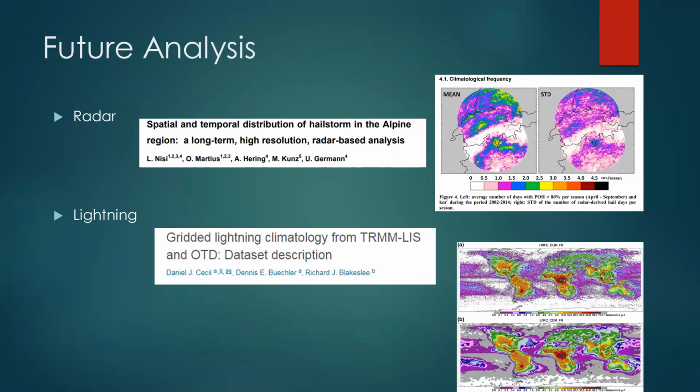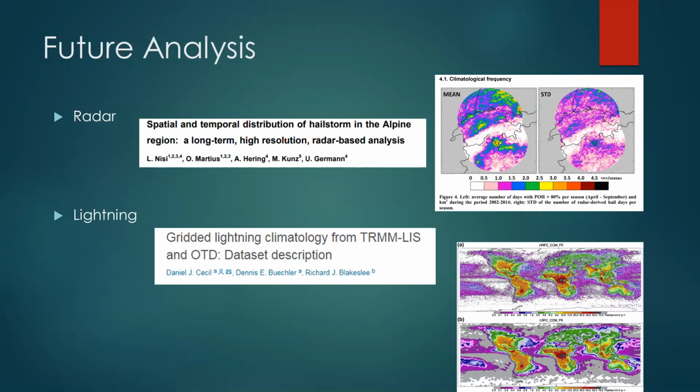Future analyses won't be able to rely upon station data anymore. So it's going to have to rely upon things like radar data, lightning data, and satellite data. There are existing climatologies out there that do that. So here's one paper, the top one, radar. This was a place in Europe, I actually forget which country it is now. But they used radar data to determine the climatology of hailstorms.